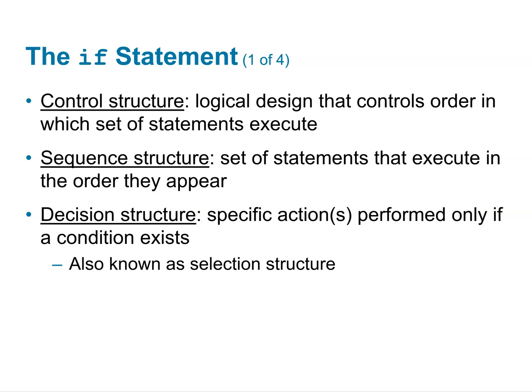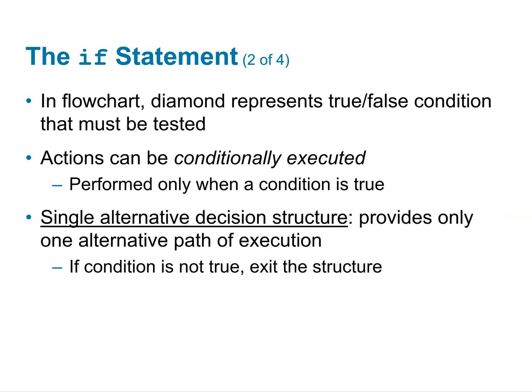A sequence structure is just a set of linear statements. A decision structure is specific actions performed only if a condition exists, also known as a selection structure or an if statement. The basic if statement is represented in a flowchart by a diamond, which is a true or false condition that must be tested. The actions can be conditionally executed when the condition is true, but only when.